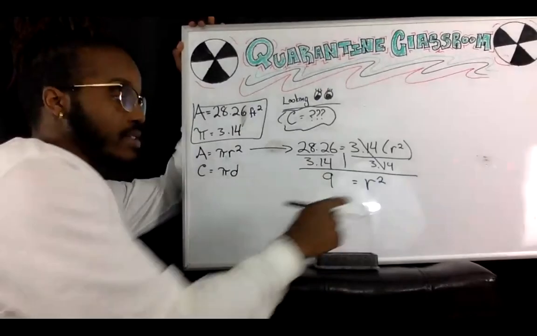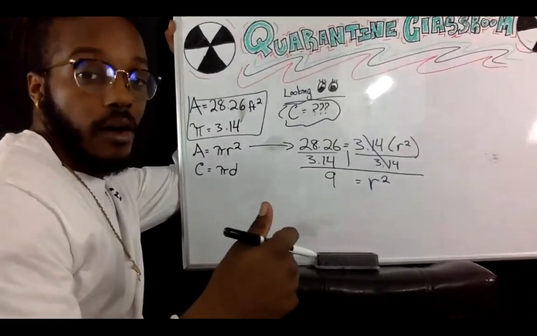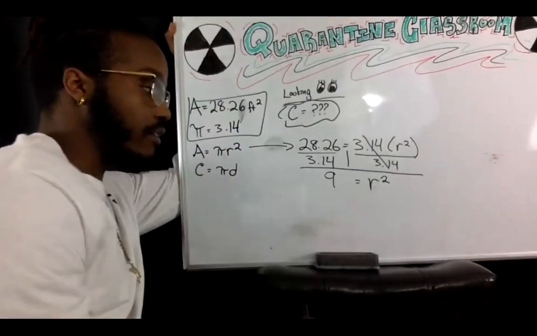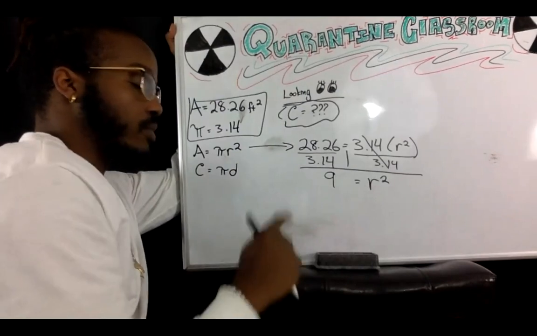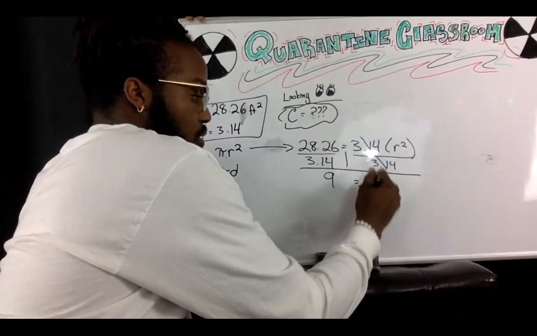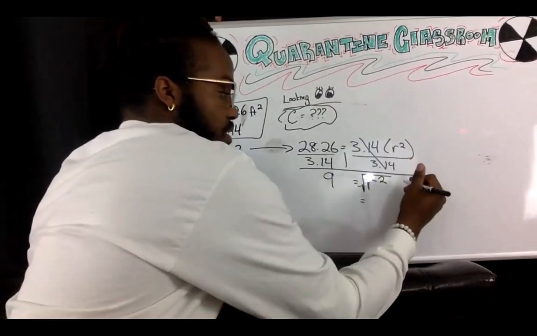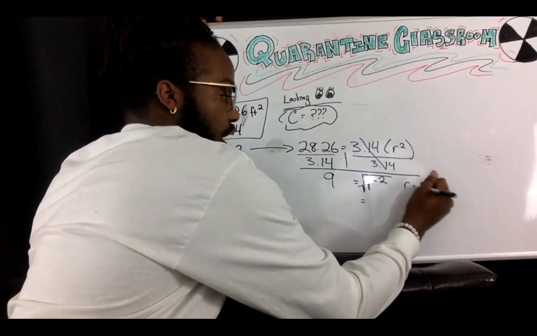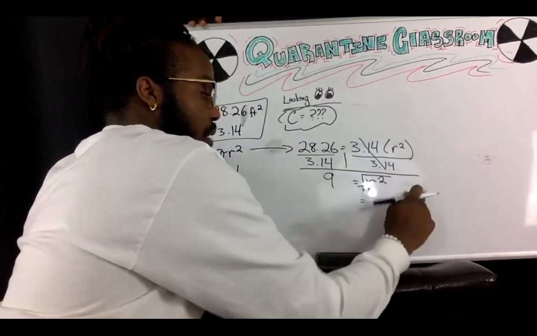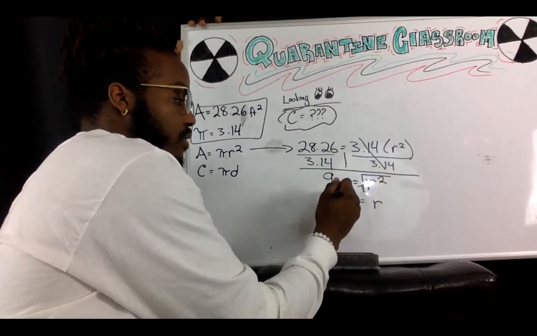The next step is to get rid of this exponent, which I told you guys already, is us doing the square root function, which is the opposite of taking something to the second power. So that means I'm going to do the square root of r squared. So r squared is the same as saying r times r. So if I'm going to do the square root, I'm just getting rid of the r times r, and so that is just r now.